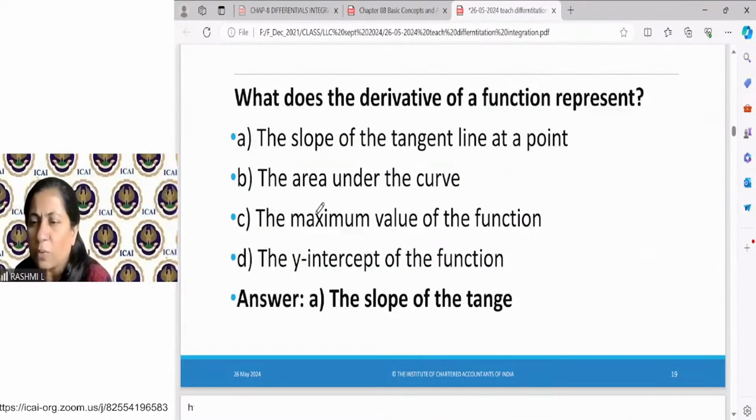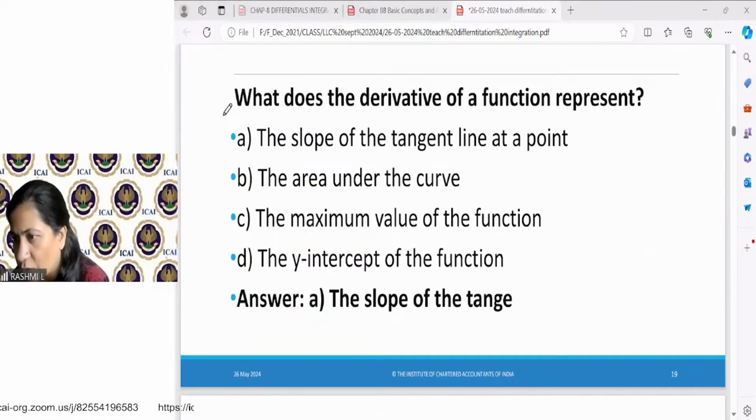Some simple theory questions you can even have. What does the derivative of a function represent? It represents the slope of the tangent of the line. So A will be the correct answer. Yes, Aisha has understood. Excellent.